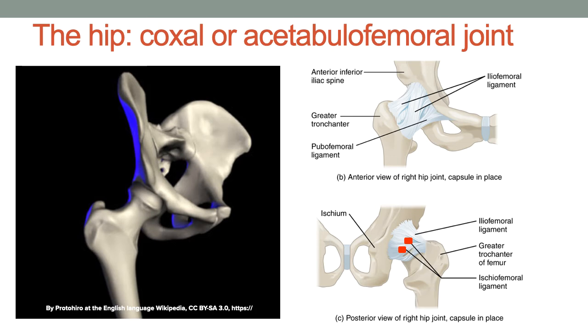And basically what they do is they are going to tighten when there's extension at the hip. And this will pull the head of the femur into the acetabulum and give it more stability when you're in an upright standing position. So these ligaments stabilize the hip joint and allow you to maintain an upright standing position with very minimal muscle contraction.